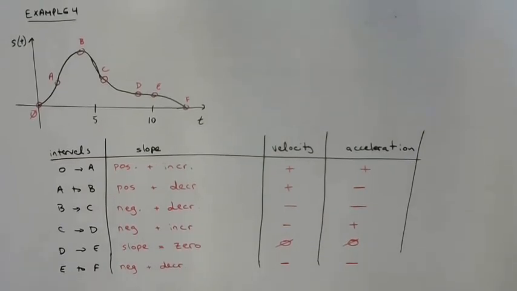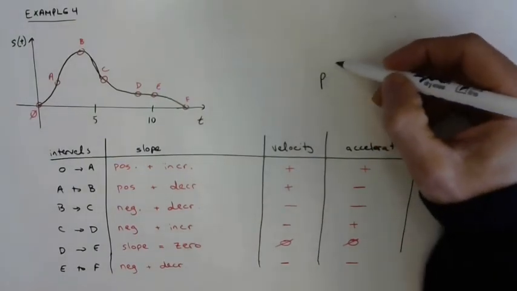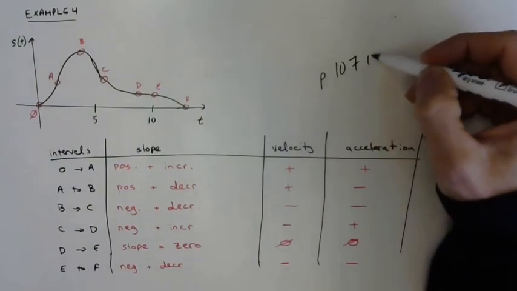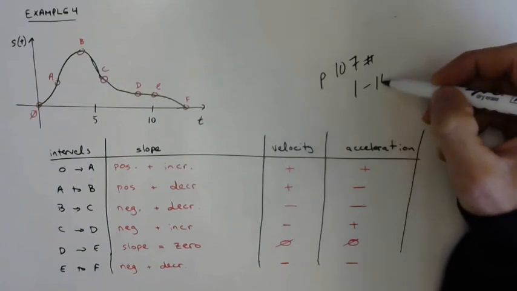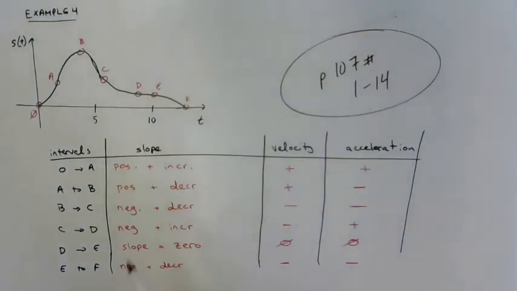Good. Practice problems from 2.3 that you should be able to do will be number 1 through 14, page 107. Number 1 through 14.